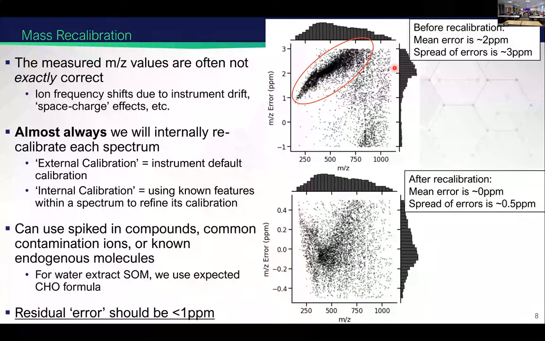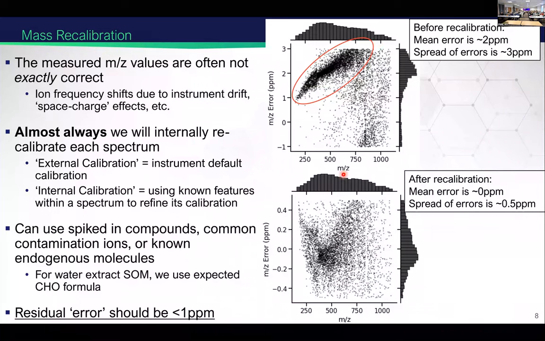So for example, in this top right panel is a scatter plot showing the measured mass to charge ratio and the error. This error is the distance between the measured mass and the theoretical mass for that assigned molecular formula. You can see in this circle I've highlighted the real, correct assignments, but you can see that they have this rather large spread of about 2 parts per million, and they're not centered at zero, which means that all of our data is going to have this slight uncertainty.